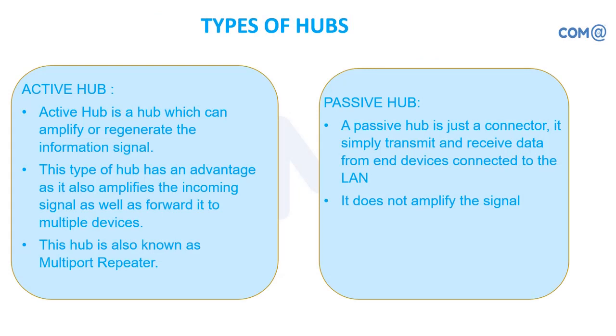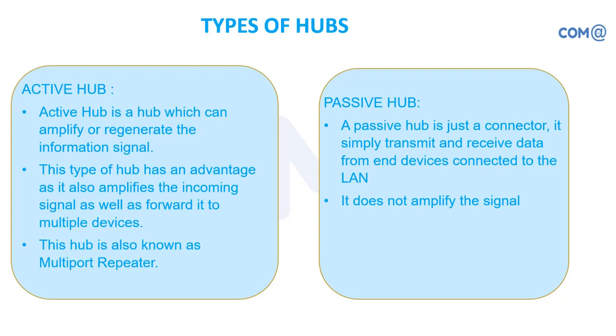So we have active hub and passive hub. In the hub itself, we have two classifications. In case of an active hub, it is able to amplify and regenerate the information signal. Whatever it is receiving as an input, it will be able to amplify to the destination port. This has the advantage of amplifying the incoming signal, so it can forward to multiple devices.